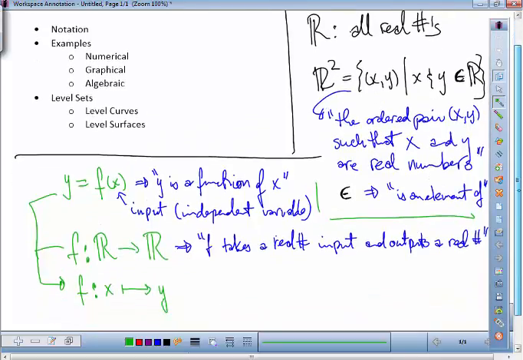Sorry, what is the scale of the arrows? That just means I'm not looking at sets like I am here. Here I'm looking from one set to another set. Here I'm looking at elements from one element to another element. And that's what this means. It just takes an element x, and then it outputs an element y.